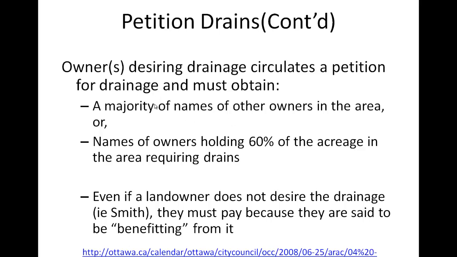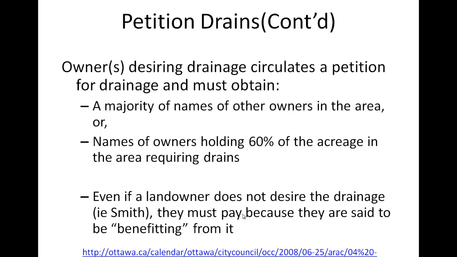And in the petition, they have to have the majority of names of the owners holding 60% of the acreage, or a majority of names of other owners in the area. So even if one of the owners has more than 60%, they can still go around the neighborhood and get everybody to sign it. And another insult to injury is the fact that the party that did not want to pay for the drainage initially still has to pay for it, because under the guise of the Drainage Act, they are said to be benefiting from the drainage.